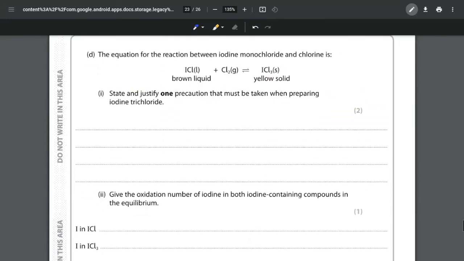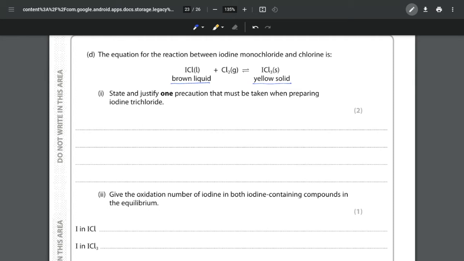Moving on to part D, we are now looking at the actual equation between the iodine monochloride and the iodine trichloride. So this is where we get the excess and form this equilibrium. And we are told that we've got a brown liquid and we have a yellow solid. So that's going to be important when we're talking about our equilibrium.